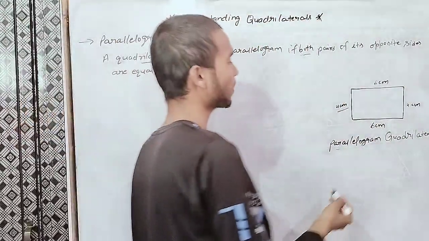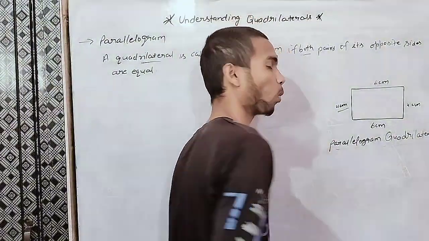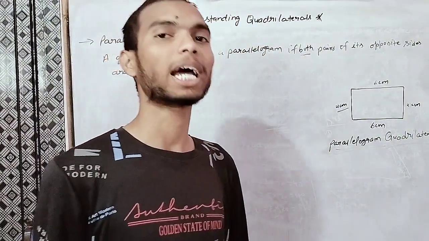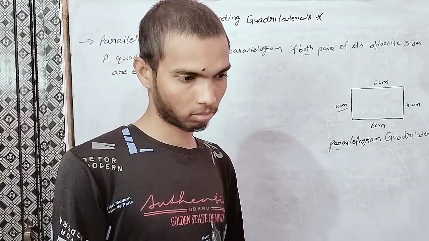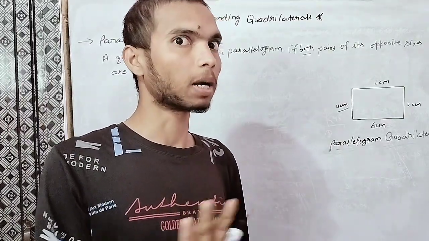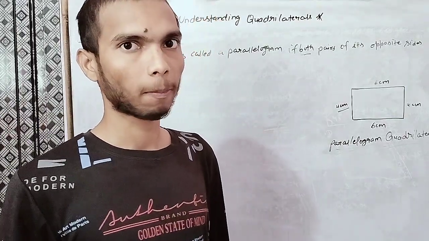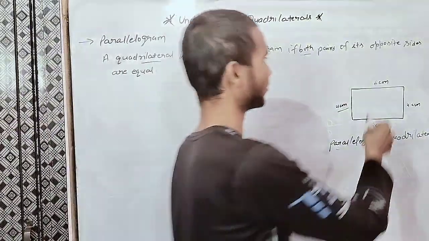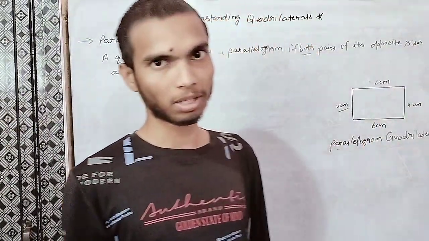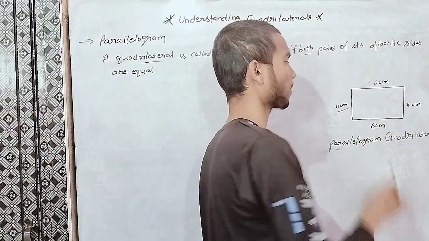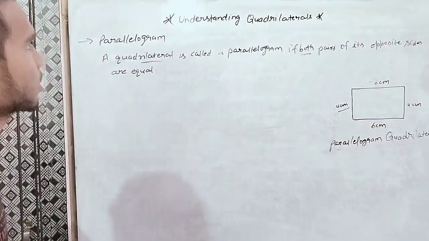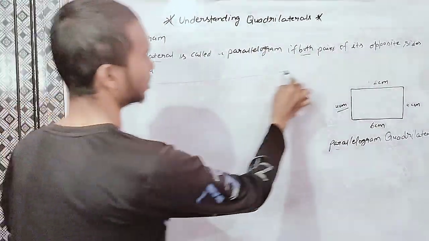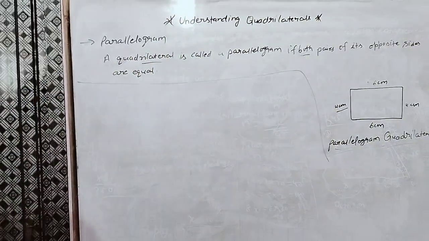So always remember, a parallelogram quadrilateral will have the measures of opposite parallel sides equal. The measure of this is something, and similarly the measure of the opposite side will be equal. Just understand a little information.